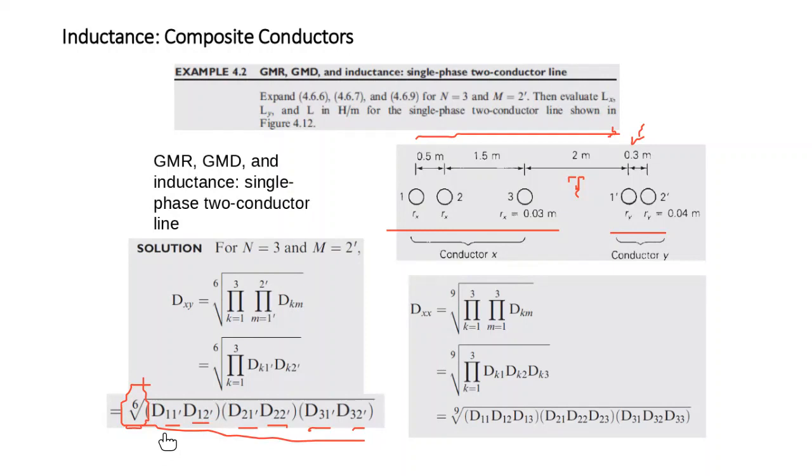What are you calculating? 1 to 1 prime. Okay, therefore you need to calculate from 1, and this is the middle, the center, all the way to 1 prime. And then that's it. From 2, then you will go to what? From 2, you will go all the way to 2. Okay, 2 to 2, 2 to 1, and so on. So that is the geometric mean distance.